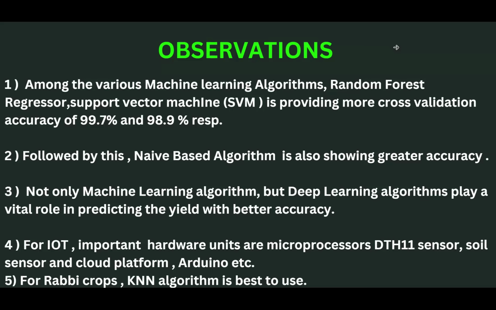Deep learning algorithms along with machine learning algorithms are also giving better accuracy. We can use them in a hybrid way. In case of IoT, we found some hardware units that give the best results out of all, such as microprocessors, DHT11 sensors, soil sensors, Arduino, etc. And for Rabi crops, KNN is giving good results compared to others. Next will be given by Pawan.